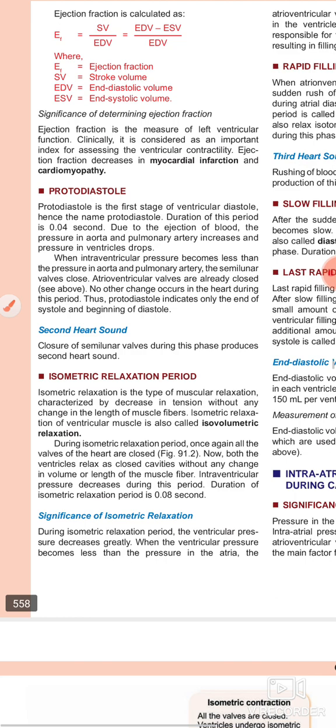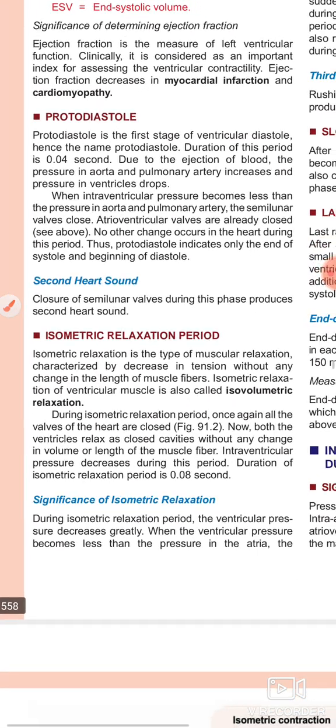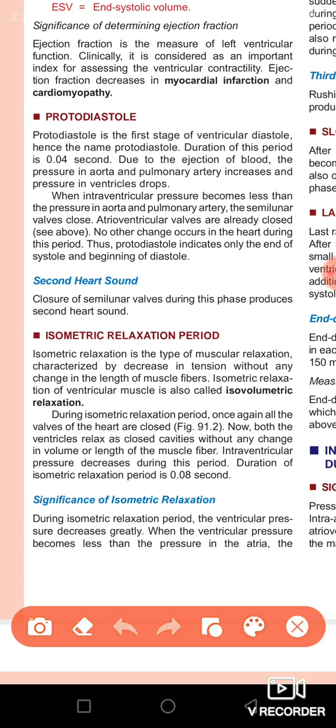Now we move on to the second phase of ventricle diastole. This second phase is called the isometric relaxation period. Now the systolic period ends, and there is just relaxation. Isometric relaxation is a type of muscular relaxation in which there is a decrease in tension. Now your muscle is going to relax without any change in length, therefore we again use the word isometric.